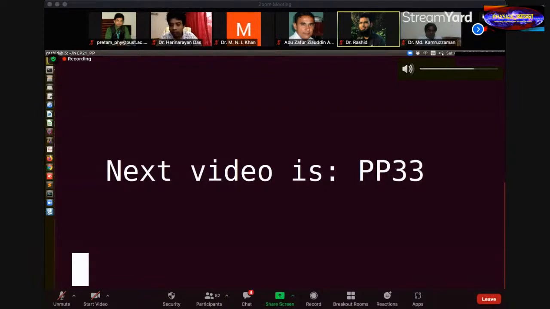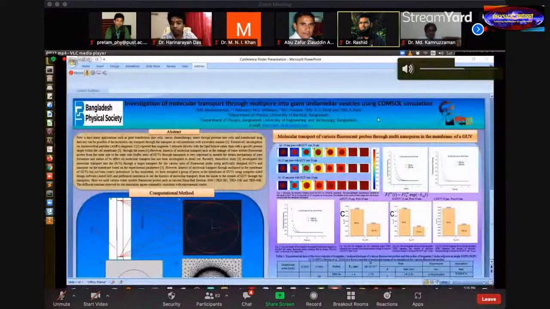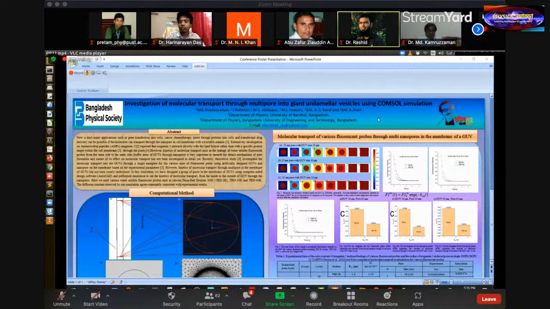Investigation of molecular transport through multipore into giant unilamellar vesicle using COMSOL simulation. Recently, a theoretical study investigated the molecular transport into the GUVs through a single nanopore for various sizes of fluorescent probes using artificially designed GUVs and nanopore on the membrane based on the experimental parameters. However, the kinetics of molecular transport through multipore in the membrane of GUVs has not been clearly understood.